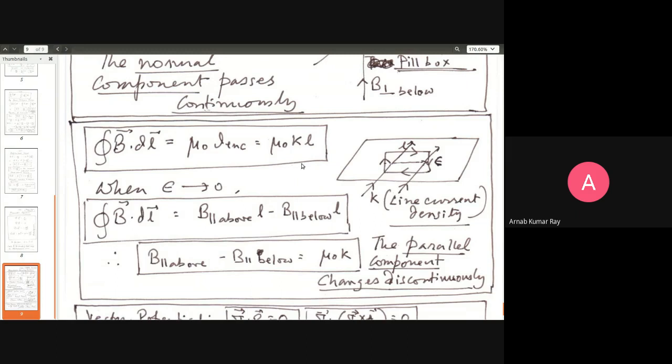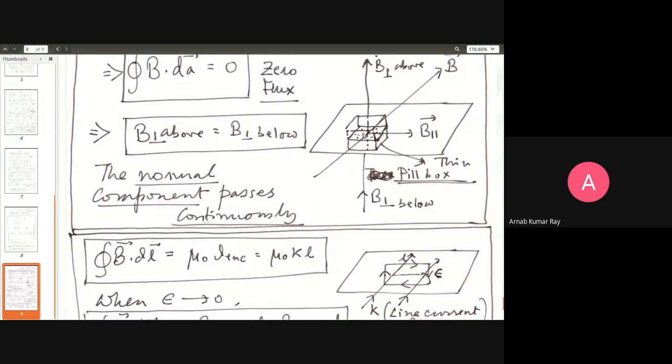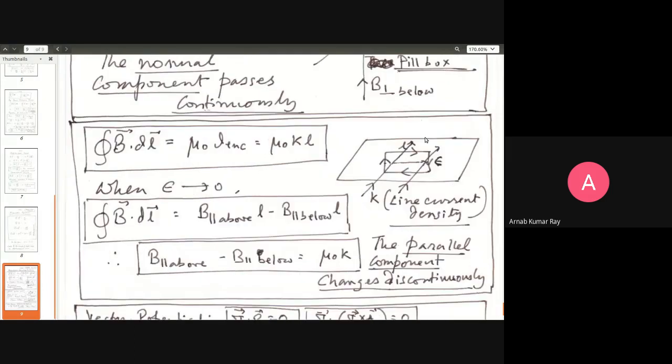Fine. Now, let us see. Make epsilon as small as possible. Doesn't really matter. Now, this thing is going from left to right, B parallel. So there is a B parallel above and there is a B parallel below. Both are going in the same direction, let us say from left to right. B dot dl, we'll now have to carry out 4 integrals. B parallel above this plane, dot dl, this is the length L, will give you B parallel above into L. So this is the first term.